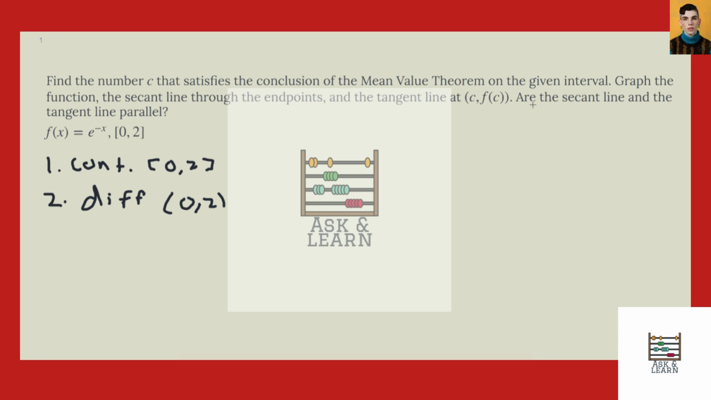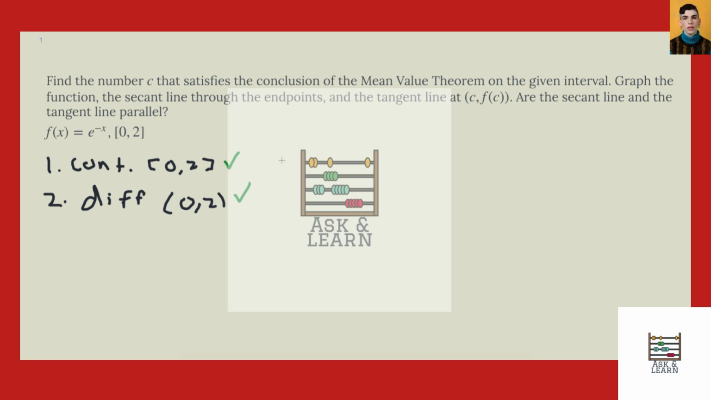So in order to first proceed with this problem, we have to figure out whether this function f of x equals e to the negative x satisfies the conditions for the mean value theorem. And since e to the negative x is an exponential function, we know that it is always continuous and differentiable on its domain, which is all real numbers. So we know that these two conditions are definitely satisfied.